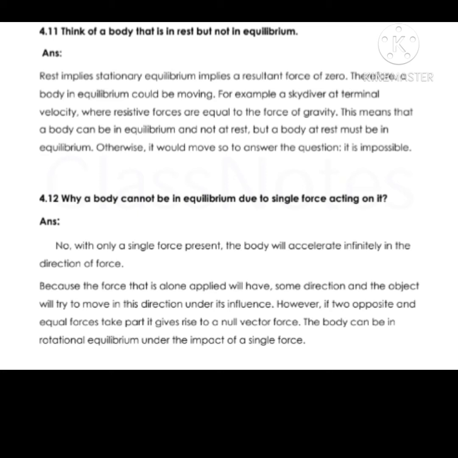But a body at rest must be in equilibrium, otherwise it will move. So the answer is that it is impossible. Next question is why a body cannot be in equilibrium due to a single force acting on it?